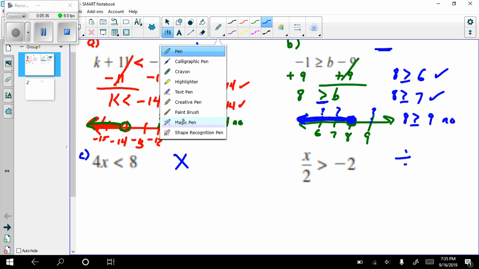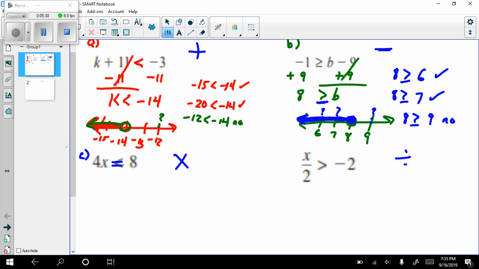Just as if this were an equal sign, I'm going to use magic pen. If this were an equal sign, what we would do is divide by 4 on both sides. That would allow us to get rid of this right here. This cancels, becomes a 1. So x is less than 2.